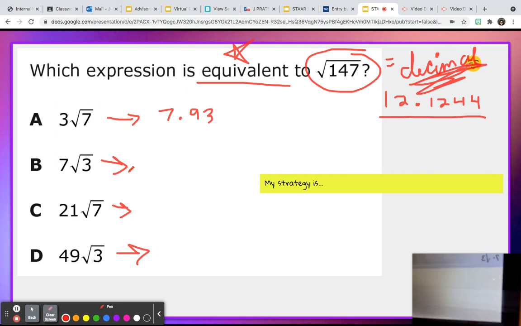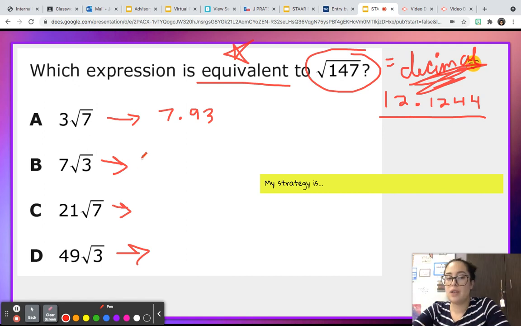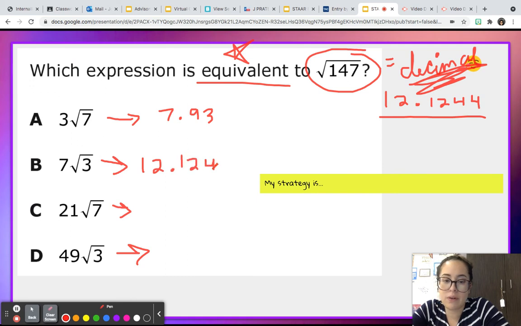Yes, I like when the answers are either A or B because then it makes me not work too hard. 7 times square root of 3. I noticed that it's exactly the same value as my original, 12.1244.